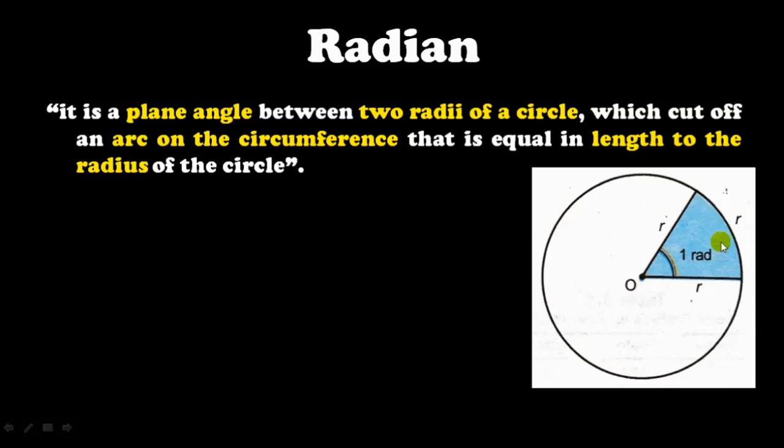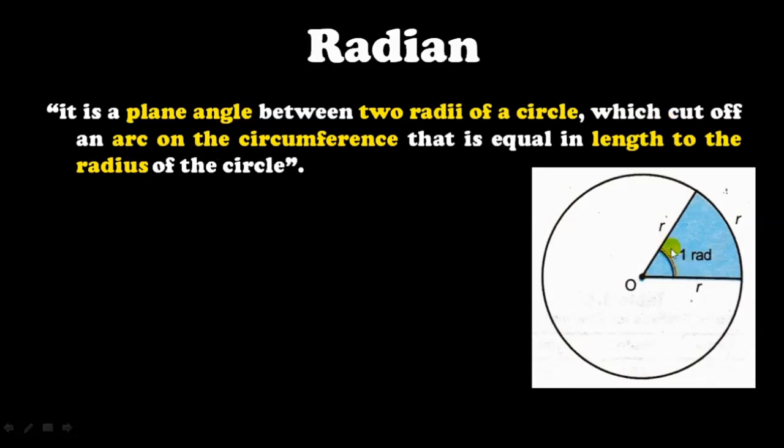If the radius of the circle and the arc formed by it are equal, that is, if this distance on the circumference is equal to the radius, then the angle formed is 1 radian. It is a plane angle between two radii of a circle which cut off an arc on the circumference that is equal in length to the radius of the circle.